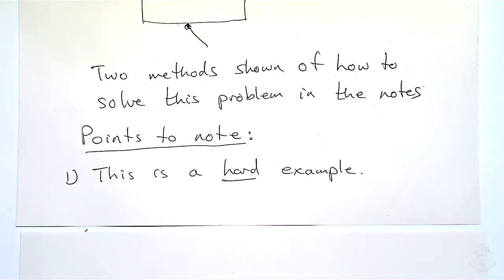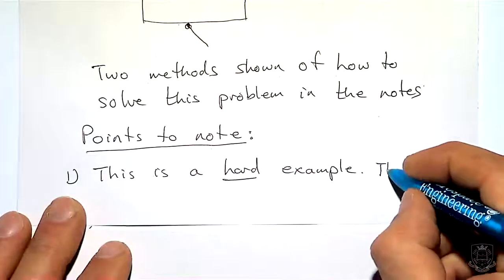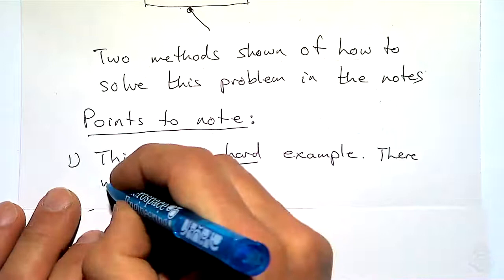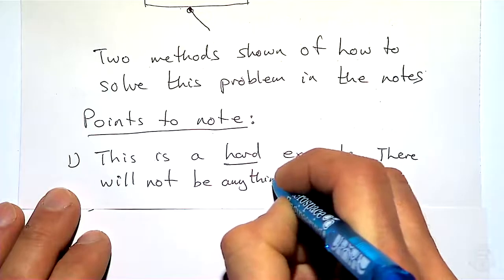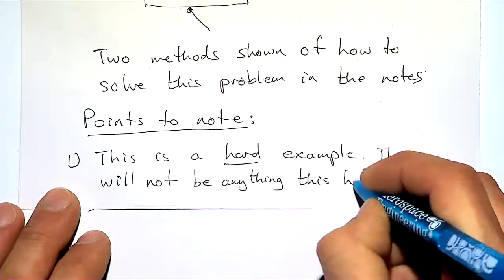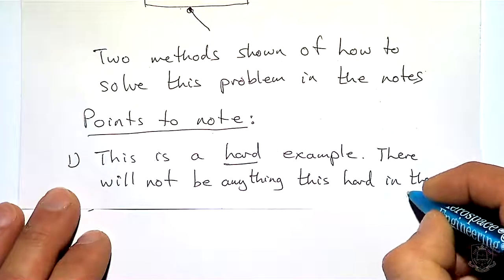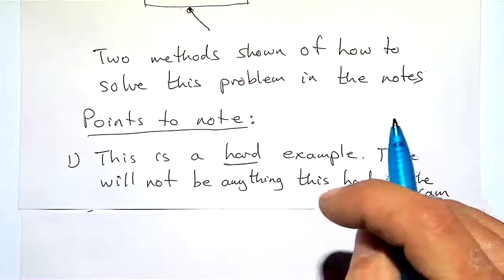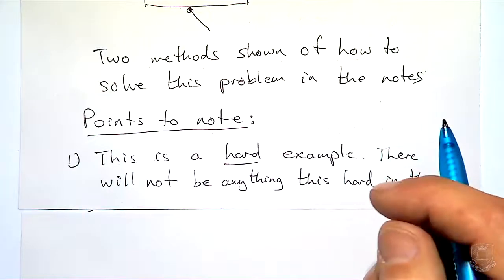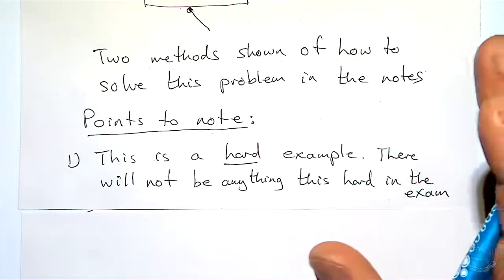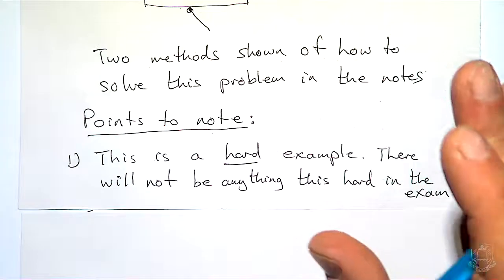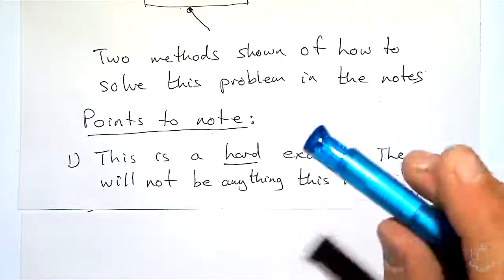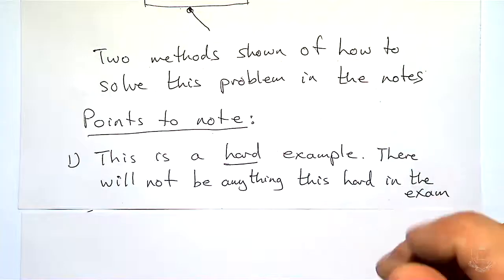What I mean by that is there won't be anything this hard in the exam. So if you look at this example and you're really worried by it and you think you don't understand it and it's too hard, take some deep breaths and stay calm, all right? Because it is a really hard example, and like I say, there won't be anything as hard as that in the exam. You might think the exam's hard, but I can tell you there won't be anything as hard as this in the exam.